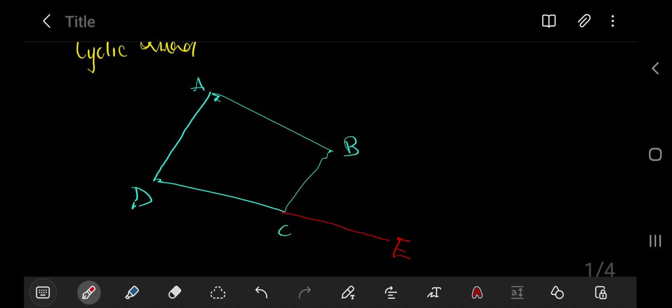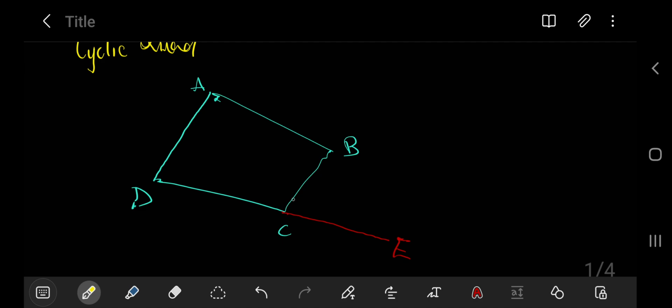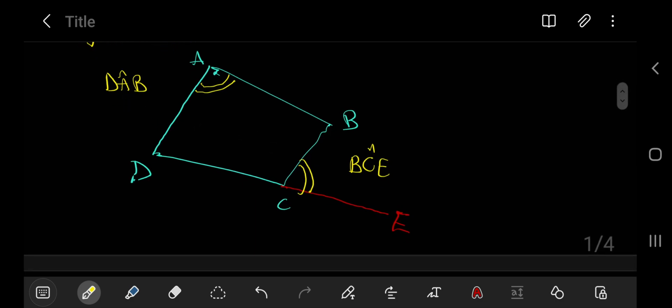So it's a continuation of that line, right? So if there's a continuation, you should expect an exterior angle also. That is the exterior angle that I'm talking about, okay? Which is angle BCE. And that exterior angle should be equal to the opposite interior angle, which is angle A up there, which is angle DAB, right? DAB, that angle in between. So these two should be equal if this is a cyclic quad, right?